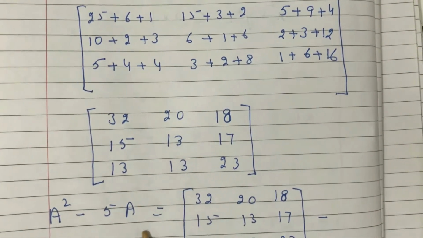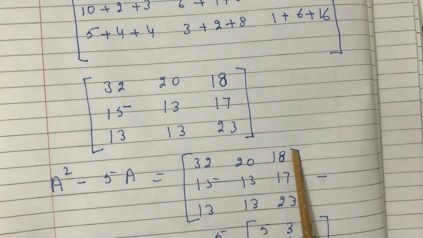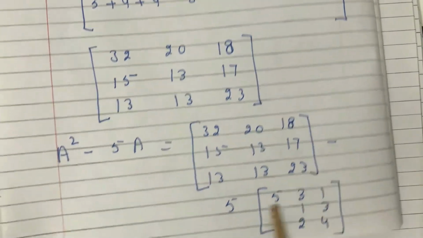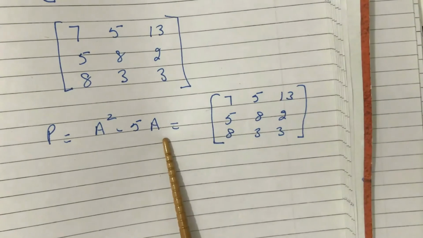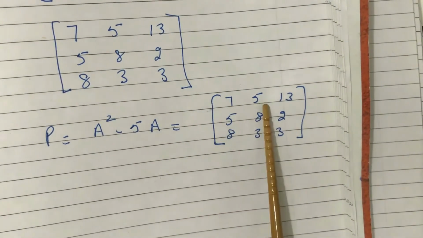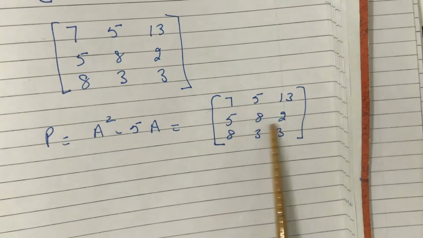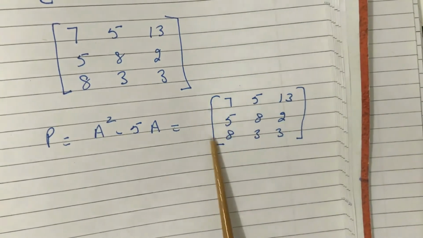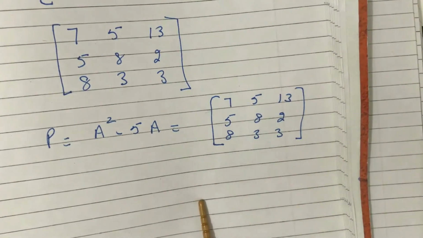Now A square minus 5A. This is A square minus 5A. P is equal to A square minus 5A, that is equal to 7, 5, 13, 5, 8, 2, 8, 3, 3. This is the matrix and that is the answer.